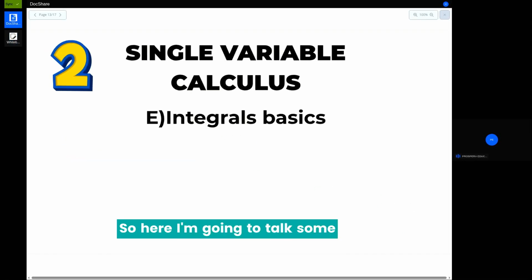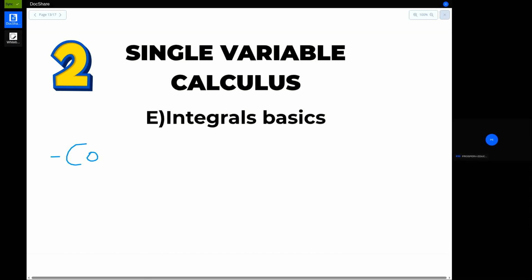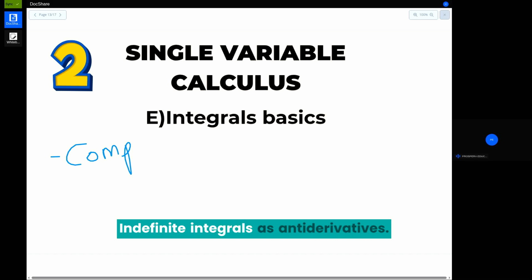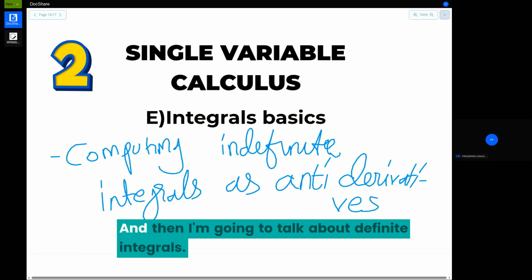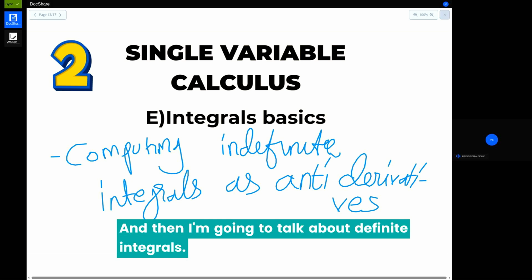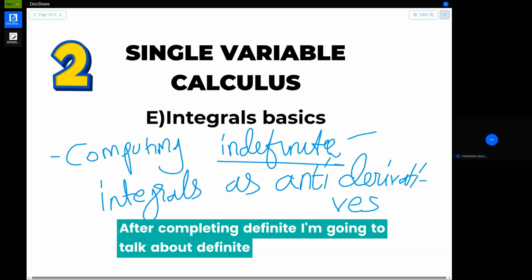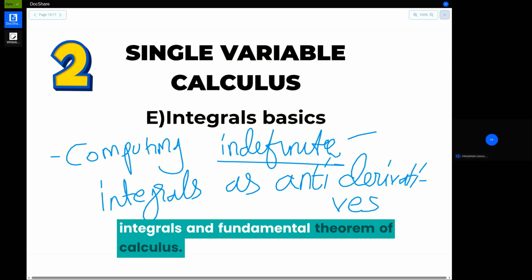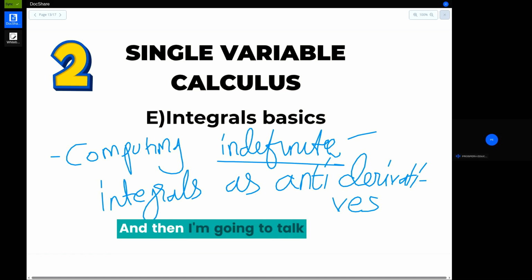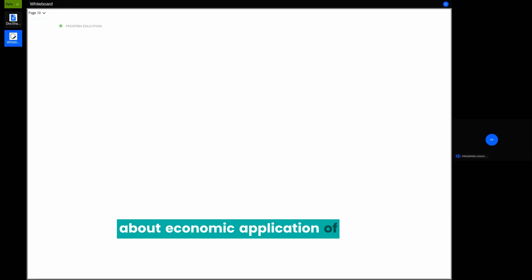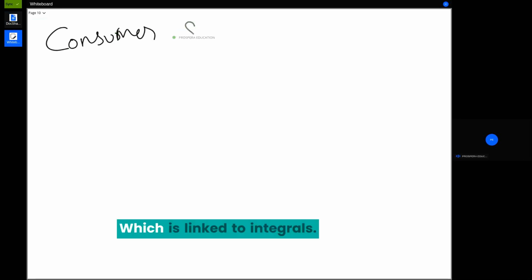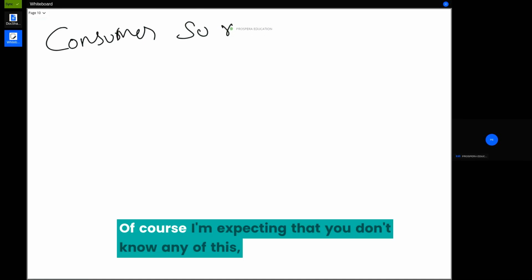Here I'm going to talk some basics of integrals and then computing indefinite integrals as antiderivatives. And then I'm going to talk about definite integrals. After computing indefinite, I'm going to talk about definite integrals and the fundamental theorem of calculus. And then I'm going to talk about the economic application of consumer surplus, which is linked to integrals, of course.